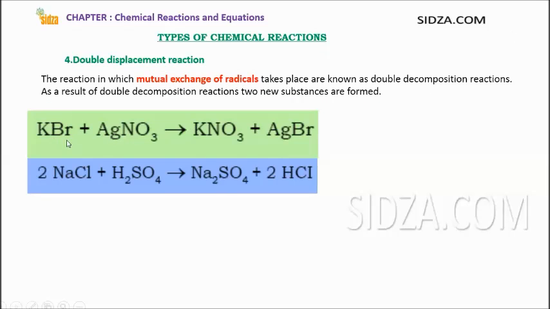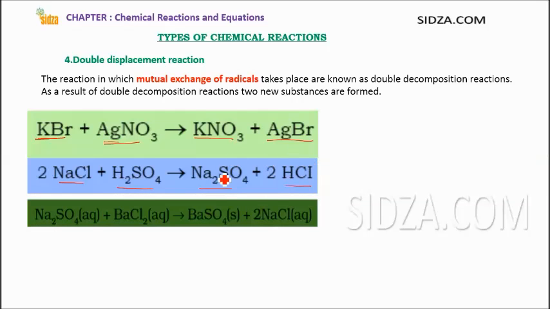Now these are some other examples of the double displacement reactions. Here, potassium bromide and silver nitrate: you can see potassium reacts with the nitrate, forms potassium nitrate, and the silver reacts with the bromide, forms silver bromide. So again this is a double displacement reaction. Another one, NaCl and the sulfuric acid. So you get the sodium sulfate and HCl, right?